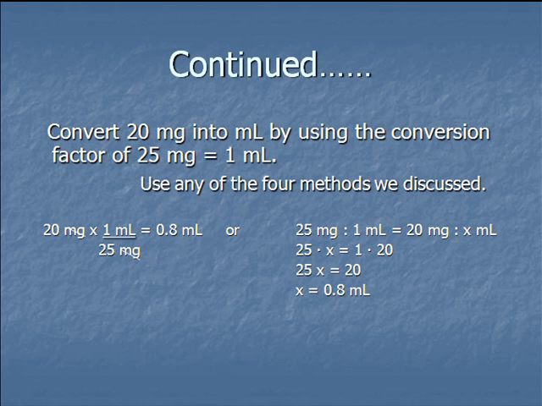We can convert 20 milligrams that was ordered into milliliters by using the conversion factor of 25 milligrams equals 1 milliliter. You may use any of the 4 methods that we discussed. Whichever method you use, you still result in 0.8 milliliters.